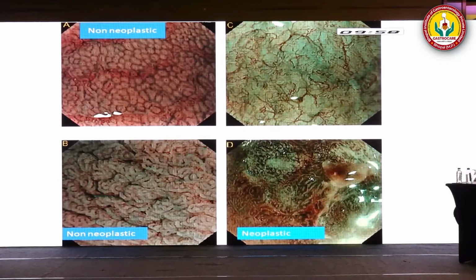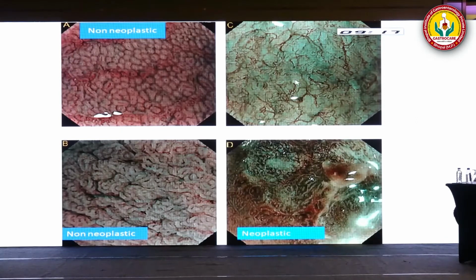When we use things like NBI, there are various classifications. I'll just show you one of these. Here you find that we are able to see the surface pattern in these kind of pits here, and this is usually non-neoplastic pattern of the Barrett's epithelium. Here again is non-neoplastic, but you appreciate that these are more tubular, right? So this is more likely to be specialized intestinal metaplasia. So non-neoplastic, but slightly higher risk for cancer in the future compared to this.